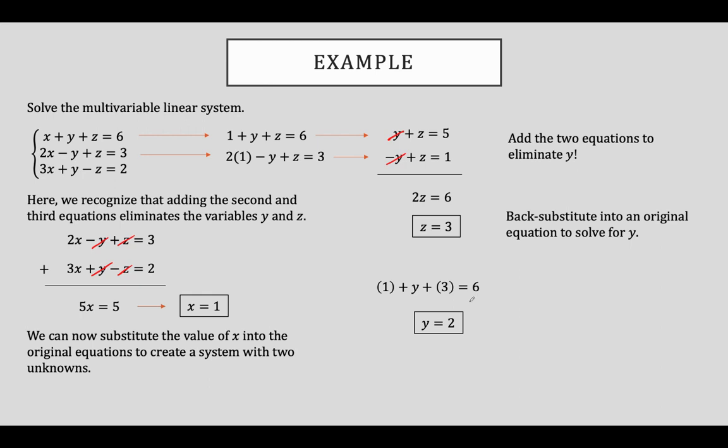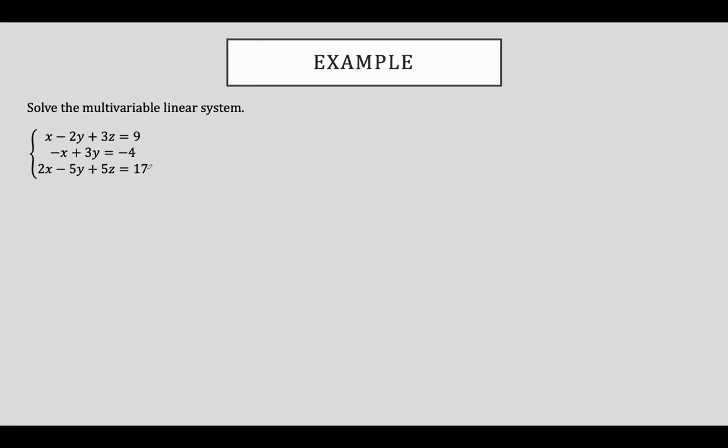And we can write our final answer as the ordered triple, x comma y comma z, 1 comma 2 comma 3. And again, we can check our solution by substituting those back into the original equations. Plugging in 1 for x, 2 for y, and 3 for z will make each one of our original equations true. Let's try another one.